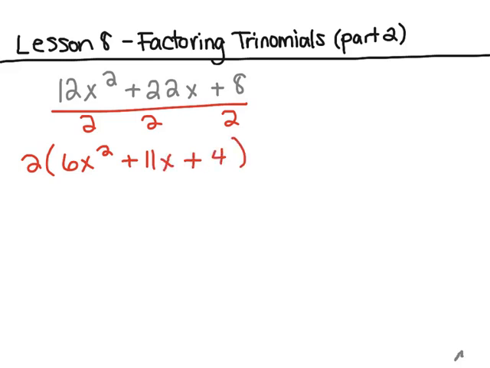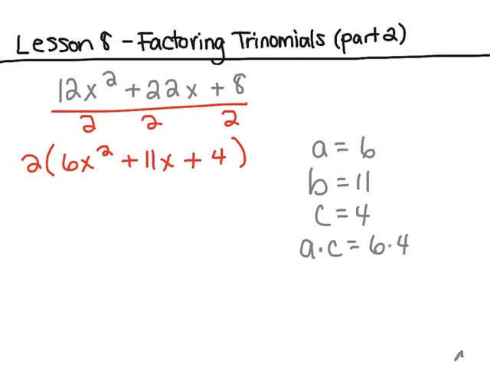So now what we're going to do is we're going to factor the inside. So A is 6, B is 11, C is 4, and A times C is 6 times 4, which is 24. So we're going to look through and find our factors of 24. So 1 times 24, 2 times 12, 3 times 8, and 4 times 6.